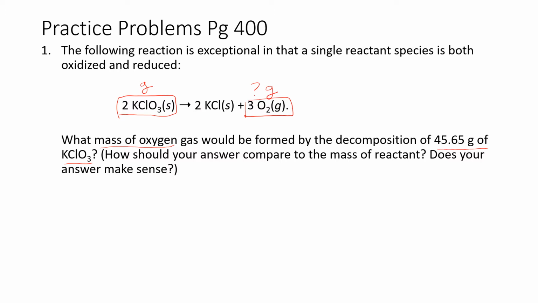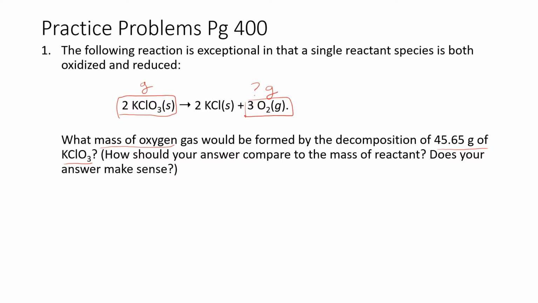Now it does have a little side question. How should your answer compare to the mass of the reactant? When we think about this, we are decomposing or breaking down the KClO3 into two separate chemicals. So no matter what, our answer for our oxygen should be less than what we started with because our chemical itself, that mass is breaking down, so the piece for oxygen should be less than the piece we started with.